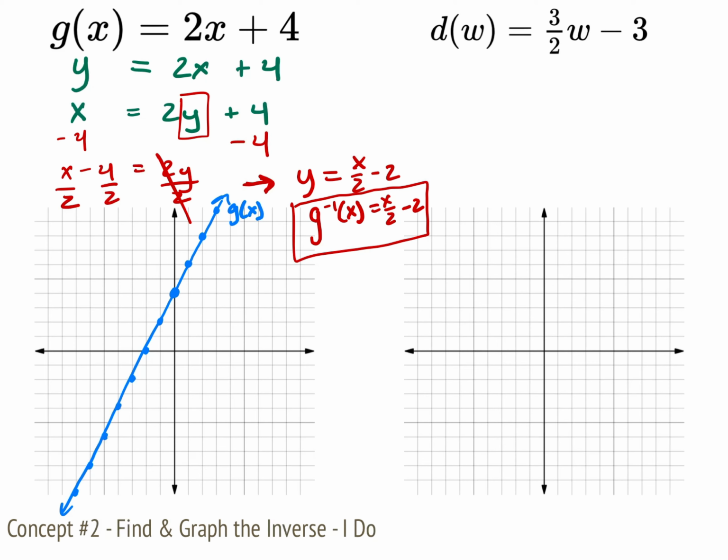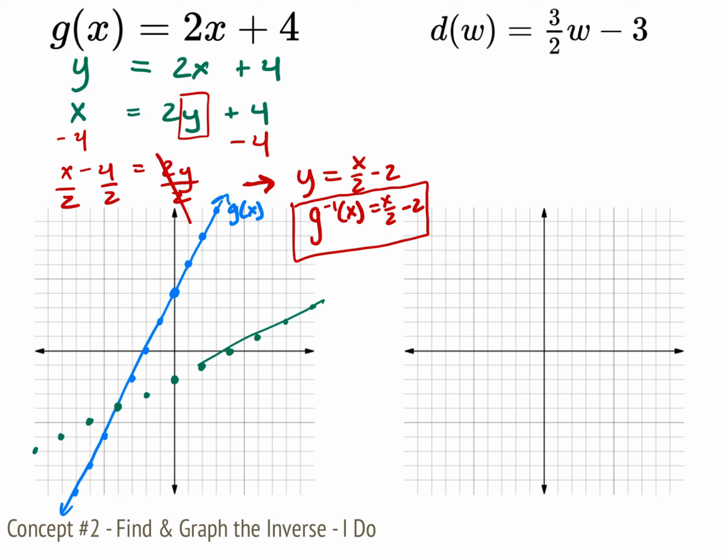And then the other one is x over 2, so that's a slope of 1 over 2, and a y-intercept of negative 2. So negative 2, and then up 1 over 2, up 1 over 2, up 1 over 2, all the way through. And then I'm going to do it in the reverse. I can see where they meet, and I keep going.